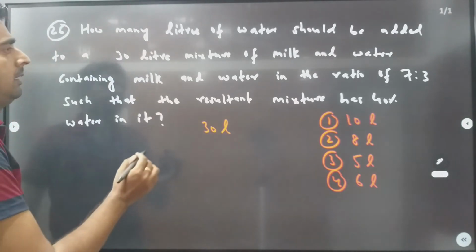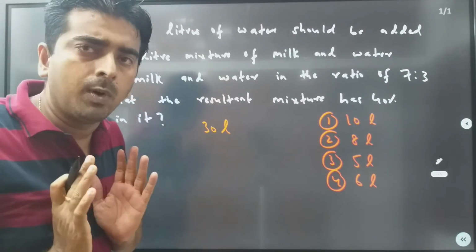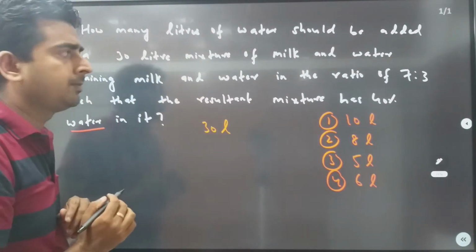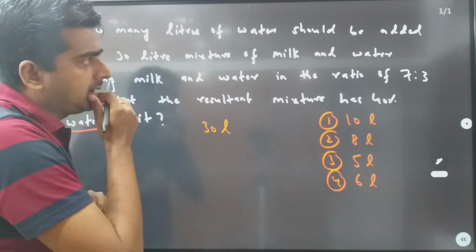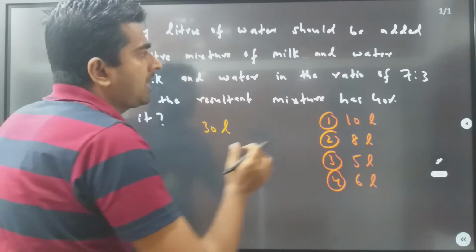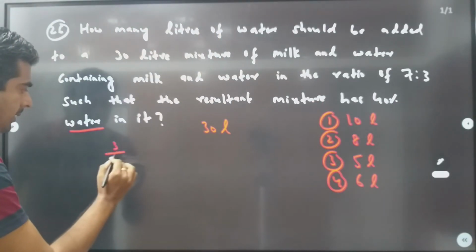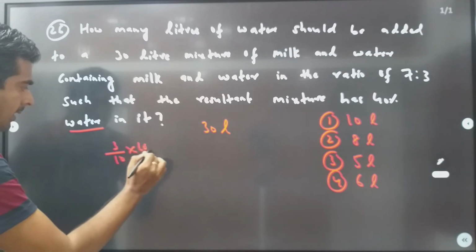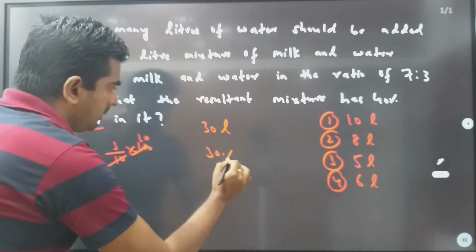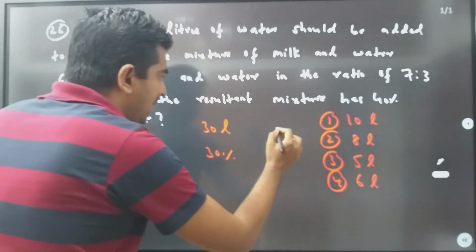In that, the ratio of milk and water is given. I have converted everything in terms of water because overall they have given the resultant of water only, right? So 30 liters of mixture is there. In that water is how much? 7:3. That means water is 3 by 10 into 100. This is 30%.